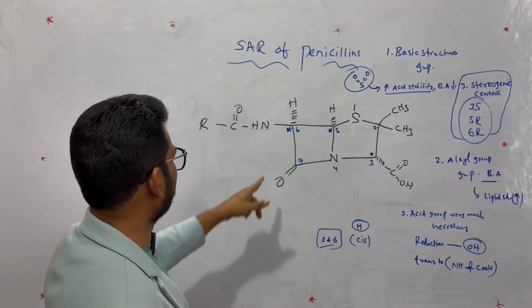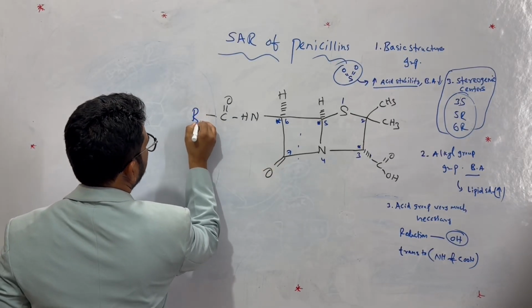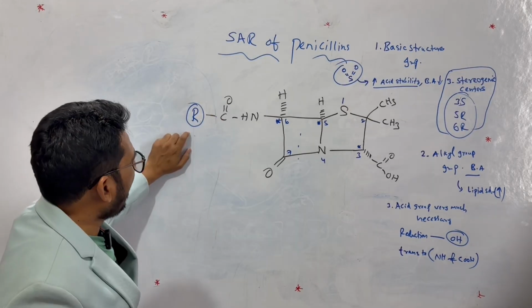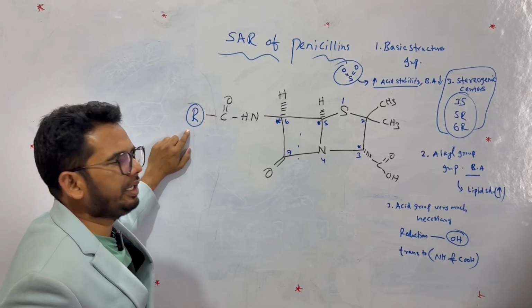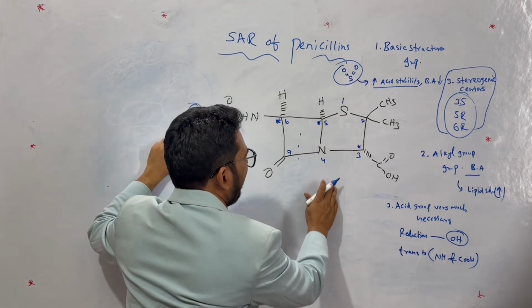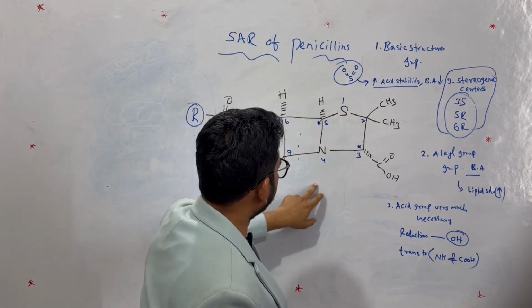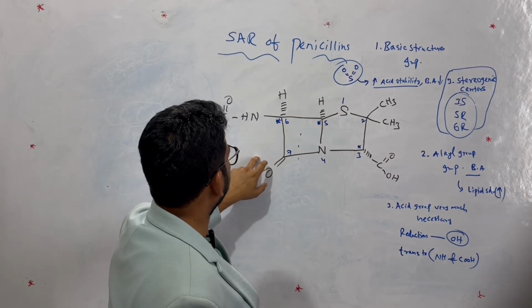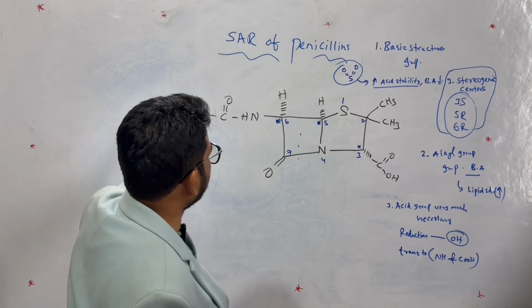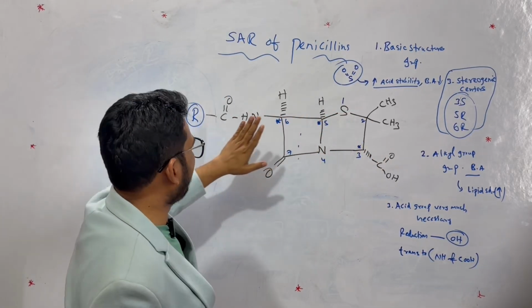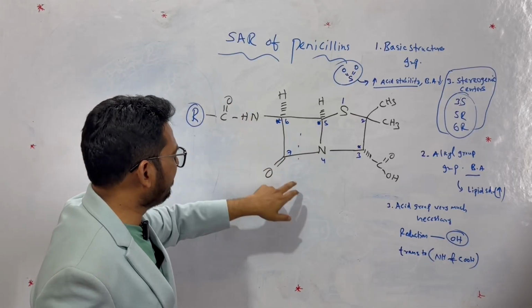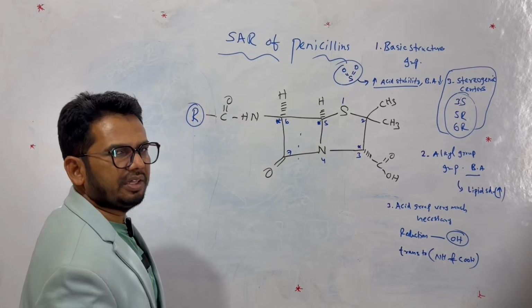Now we'll go to the sixth position. Sixth position, as I told, will have the amide linkage that is attached to the R. This R group is very important compared to the entire structure. I am not saying the rest of the structure is not important. However important all the structural components are, it is equal to this one. Because the entire activity, the acid stability, the degradation of the penicillin, the stability of the penicillin, everything depends on this one only.